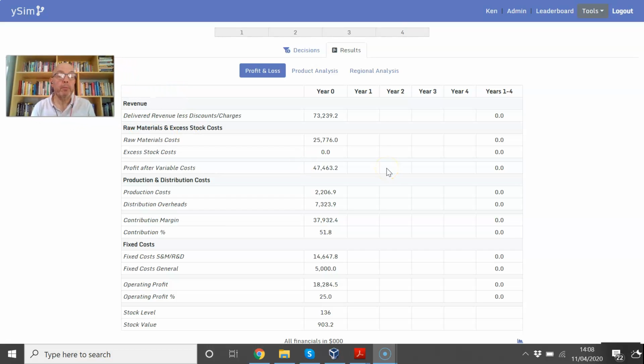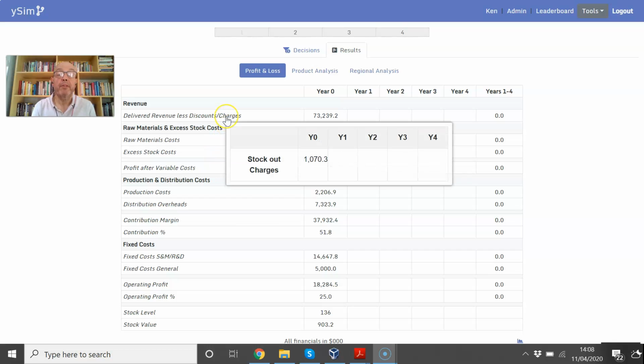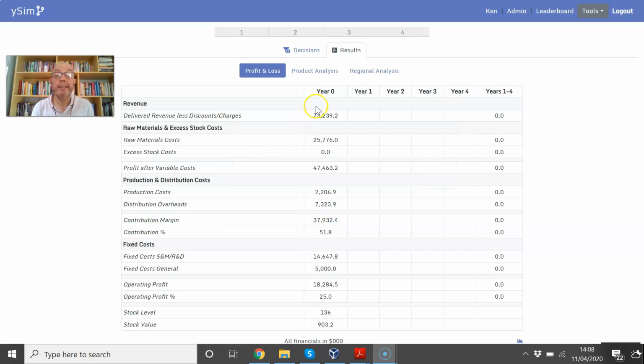So each team logs in with their own distinct login. And first of all, you have a profit and loss account, and year 0 is the previous year. We see this company has done revenue of nearly 74 million and a healthy profit margin of 25% on that. And if you mouse over the different aspects, you can see, for example, the revenue had to be discounted by some costs related to stock out charges.